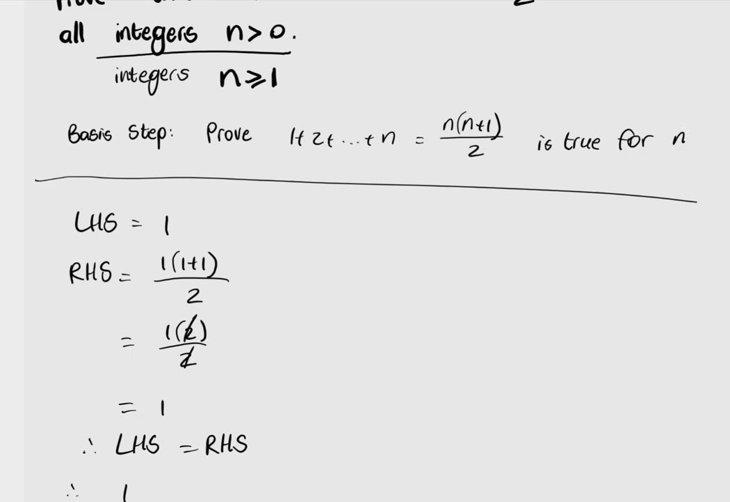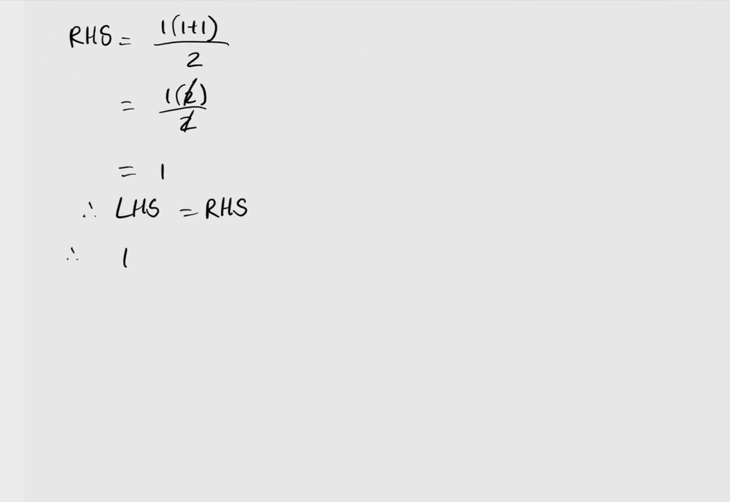Did I say n plus 1? I meant to say n equals 1. My bad. Maybe I should just say 1 plus dot dot dot plus n is equal to n times n plus 1 over 2 holds true for n equals 1.